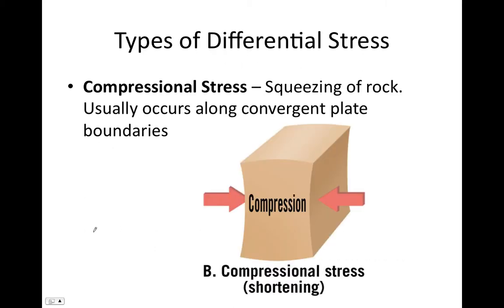Now we're going to look at the different types of differential stress. Remember, differential stress is stress when the pressure is larger in one direction than the others. The first one is compressional stress. This is a squeezing of the rock. So the rock has two opposing forces that act toward each other, and this causes the rock to shorten in the direction that it's being squeezed and elongate in other directions. Compressional stress is a very common type of stress found along convergent plate boundaries.